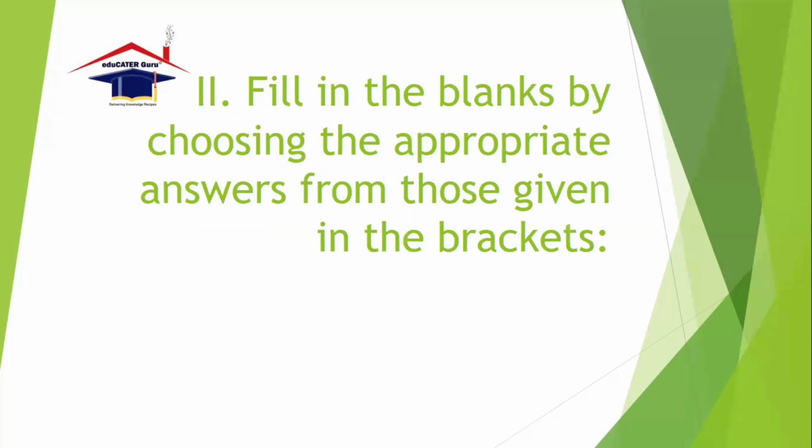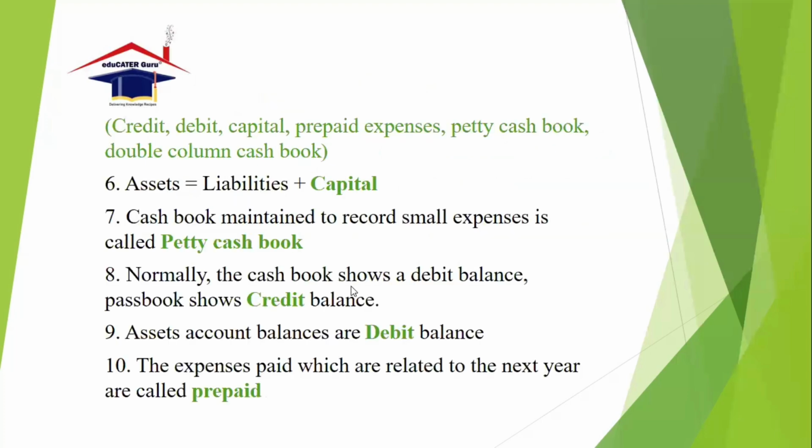Next, let us go to the next section, fill in the blanks. In this, the options will be given to you. You'll just have to select the right answers and fill. So the first one is asset equals liability plus capital. We all know that it is the fundamental accounting equation, which means the company's total assets will always be equal to the sum of owners' investment, that is capital, and the debt the company owes.